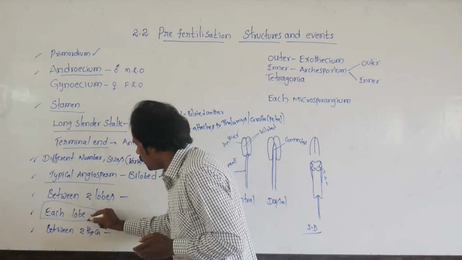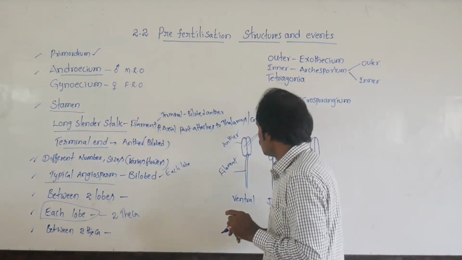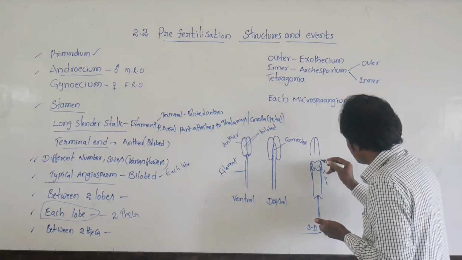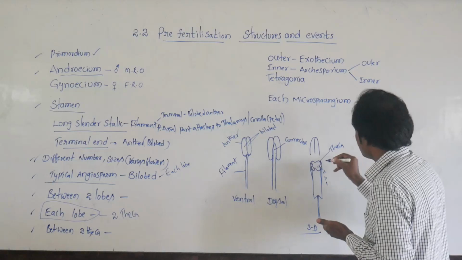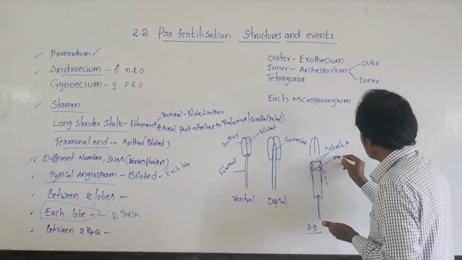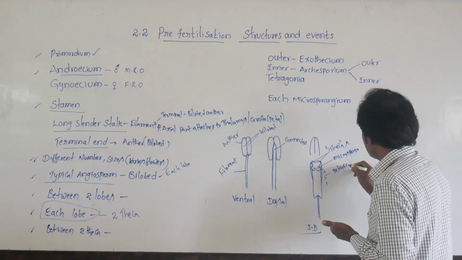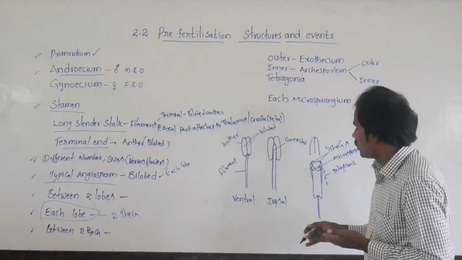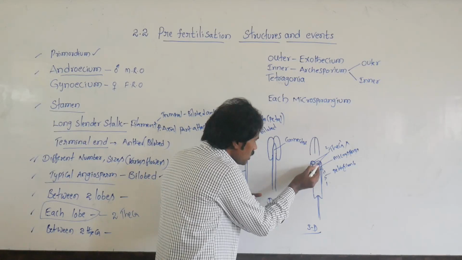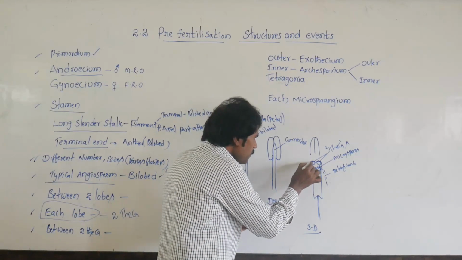Each lobe contains two theca. If you observe a three-dimensional section of this, here this is one theca, this is the second theca. Two thecas are present inside, containing the microspores. Dehiscence, everything will come further on. In three dimensions, if you observe, this is one theca, 2, 3, 4. So each and every one will be present.